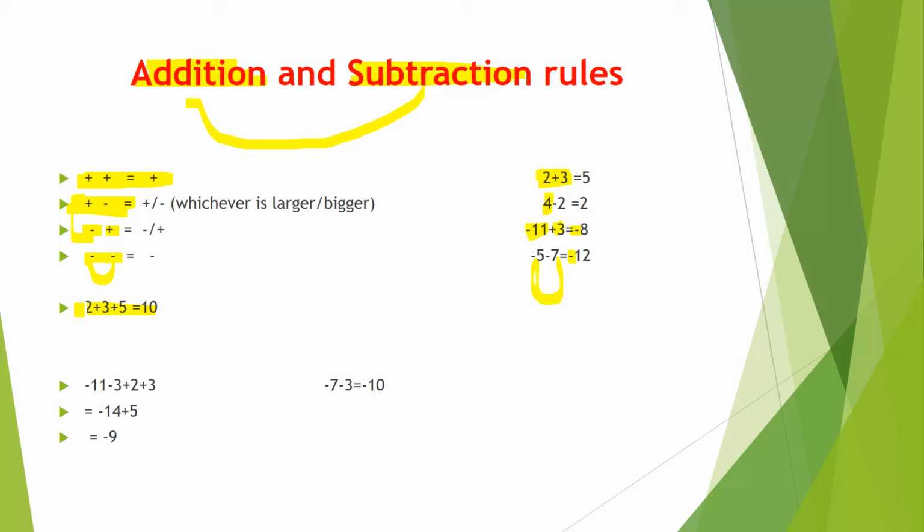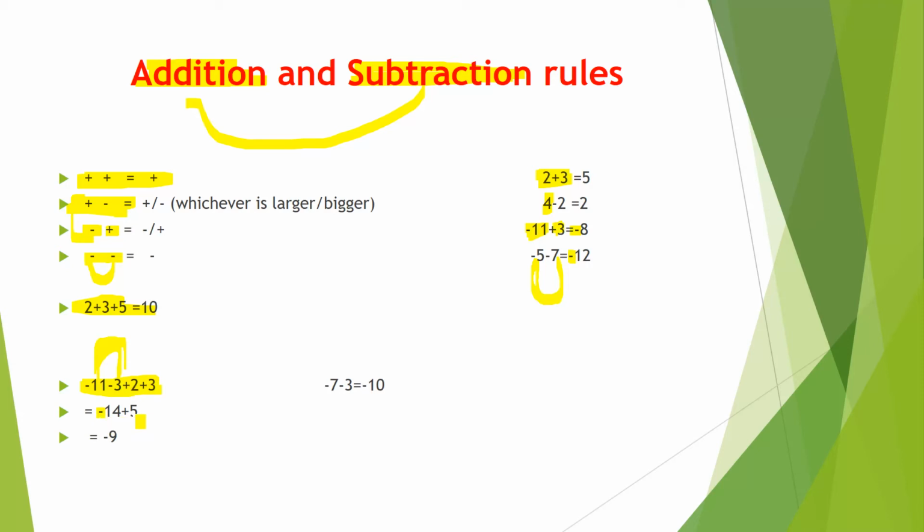Here are a few examples. Suppose you now have three numbers, 2 plus 3 plus 5. All numbers have a plus sign, so the answer will be in plus, that is 10. Now here, minus 11, minus 3, plus 2, plus 3. So see, the first two numbers are in minus. They have a negative sign. So minus 11, minus 3, you have to add. Minus, minus, plus. Yes, you have to add. But the answer will be in minus, because these two numbers are addition or subtraction, not multiplication. So minus 14, and these two are plus, so plus.